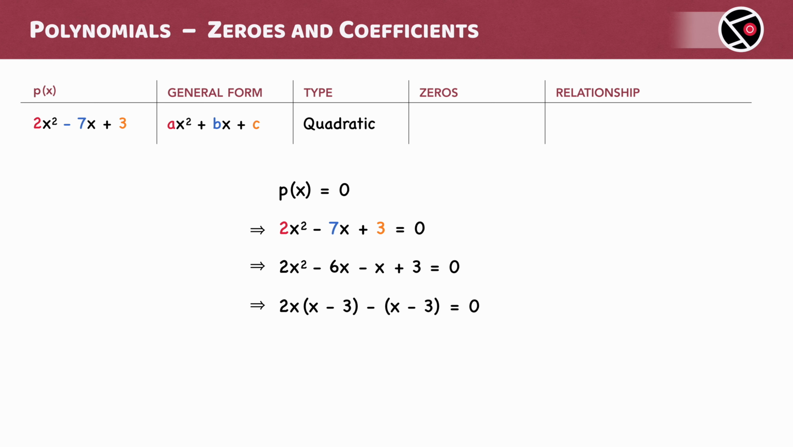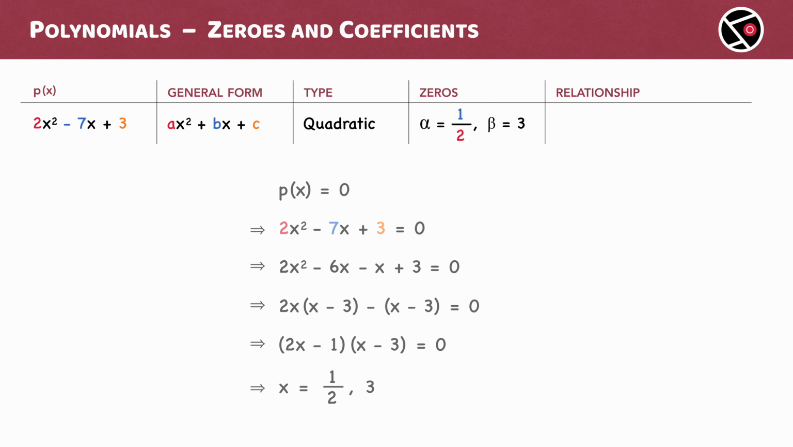Now we factor out x minus 3 and we have (2x minus 1)(x minus 3) equals 0. So the zeros are x equals 1 over 2 and 3. Let's call these two zeros alpha and beta. Alpha is 1 by 2 and beta is 3. Now we have the zeros, but can we relate these zeros to the coefficients of the polynomial?